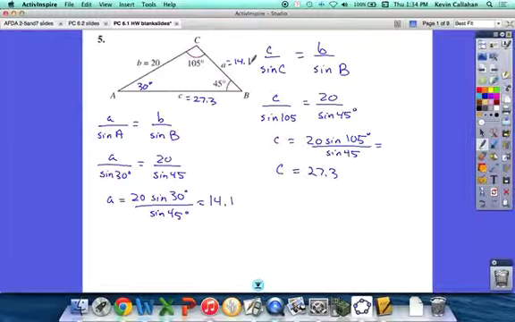And just let's make sure the biggest angle is across from the biggest side. The smallest angle is across from the smallest side. So at least it makes sense.